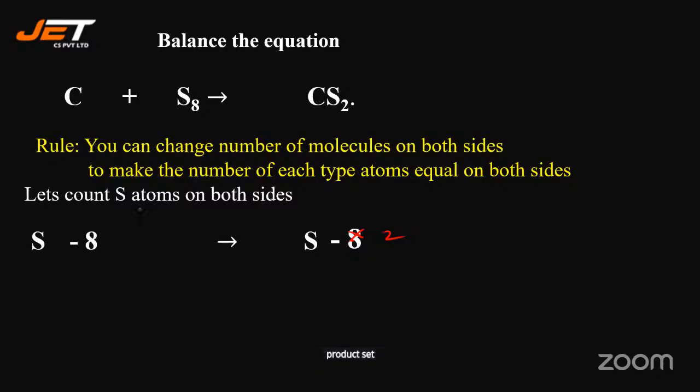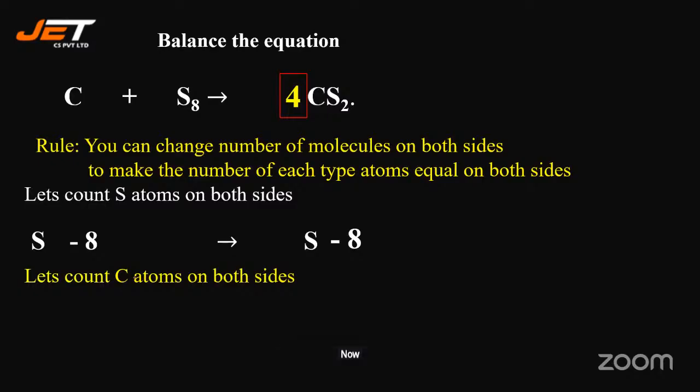So how many are on the reactant side? There are 8 molecules. So if I put 4 over here, what happens? Then this will be correct. So the number of sulfur atoms on the product side will also change to 8 just by multiplying with 4. So now we will go to the next atom.